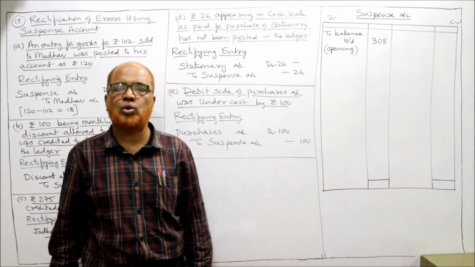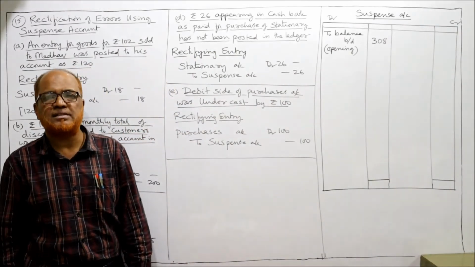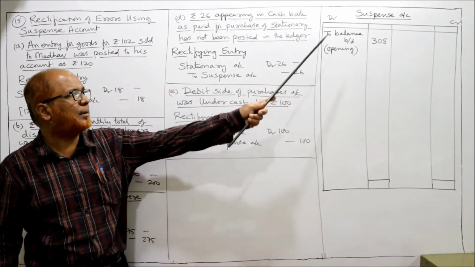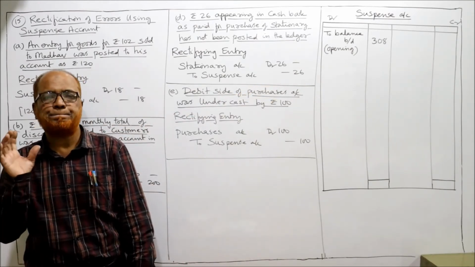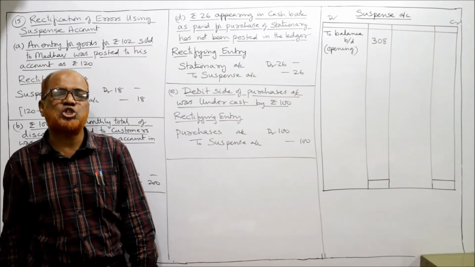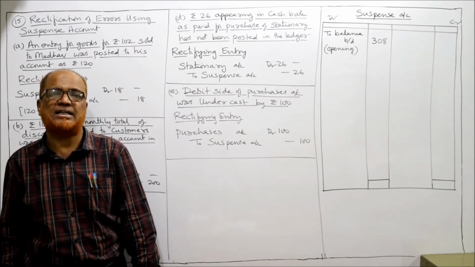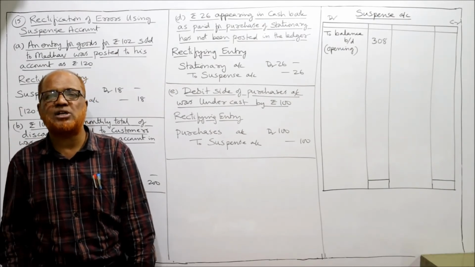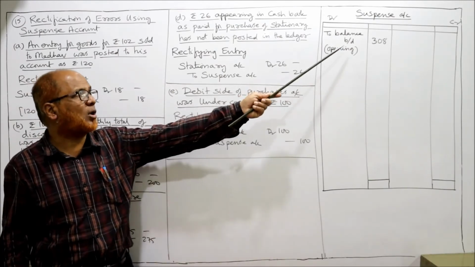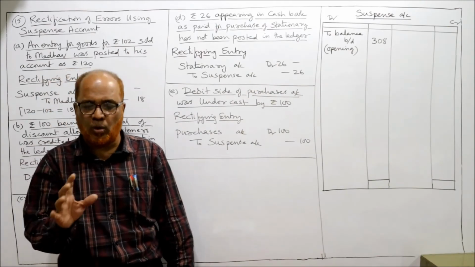Now it is asking you to make the suspense account. So here I have prepared the suspense account. It is given in the problem in the first line that the trial balance is short on debit side. Trial balance is short on debit side. The suspense account will show debit balance. To balance brought down, opening 308 opening balance.